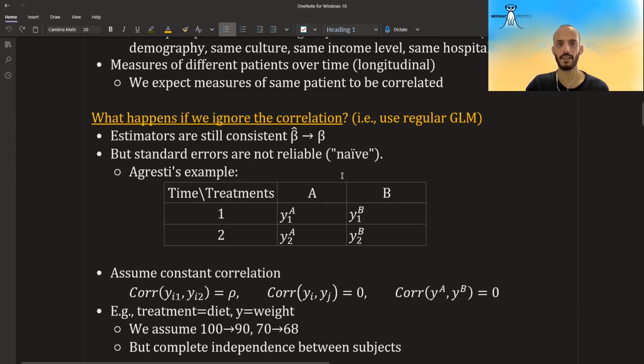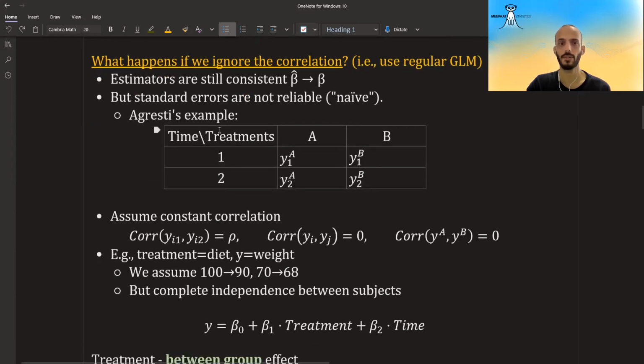But the standard errors are not reliable anymore. They are called naive standard errors. And in Agresti's book, he gives a simple example. So suppose we have a 2x2 design matrix where we have time and treatment.